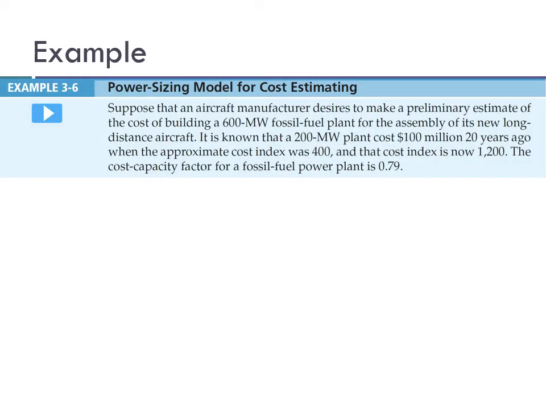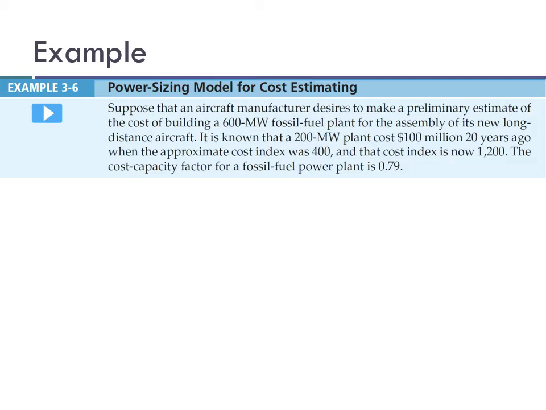For better understanding, this example will be helpful. Assume that there is an aircraft manufacturer that desires to make a preliminary estimate of cost of building a 600 megawatt fossil fuel plant for the assembly of its new long distance aircraft. Okay, it's known that a 200 megawatt plant costs $100 million 20 years ago, when the appropriate cost index was 400. And the cost index now is 1,200. The cost capacity factor for a fossil fuel power plant is 0.79.